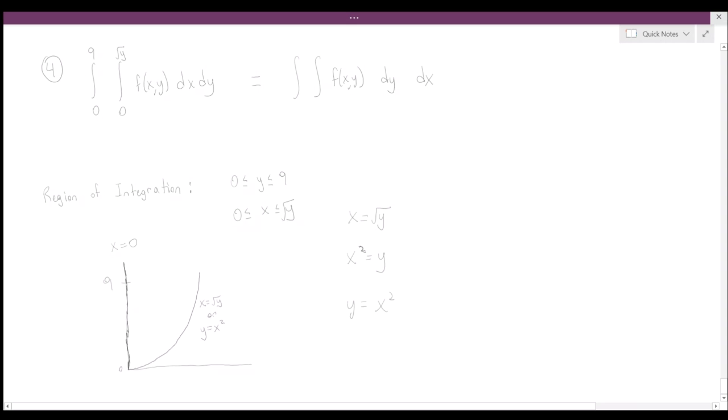All right. And so since x was bounded below by 0, which was the y-axis, and then it's bounded above by the parabola. And then y is bounded between 0, which is down here. This is y equals 0. y equals 9 was up here. Okay. So we see that the region of integration is going to be this region over here, okay?